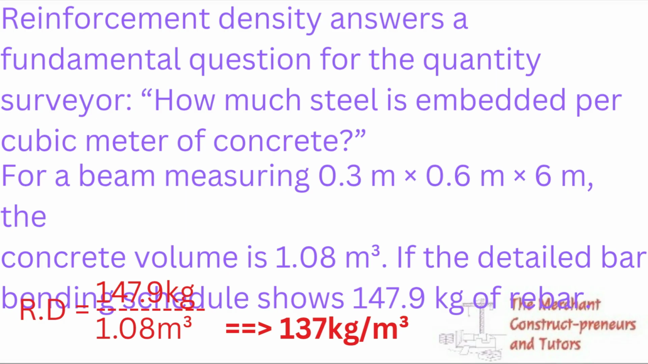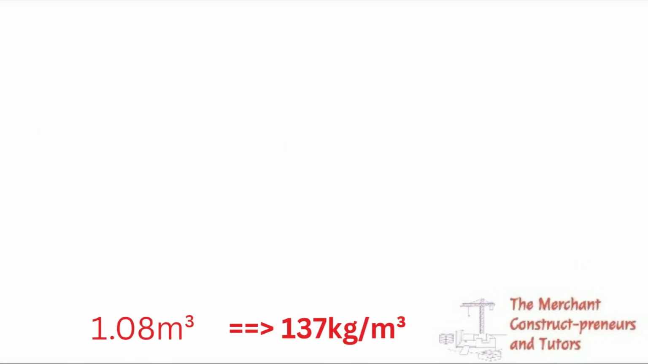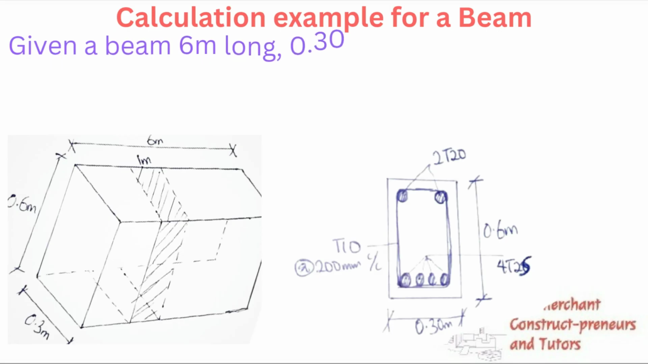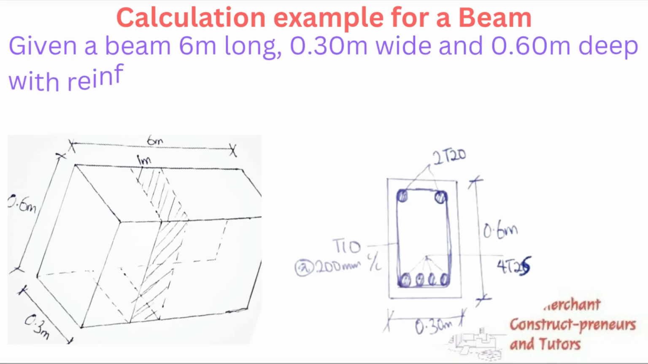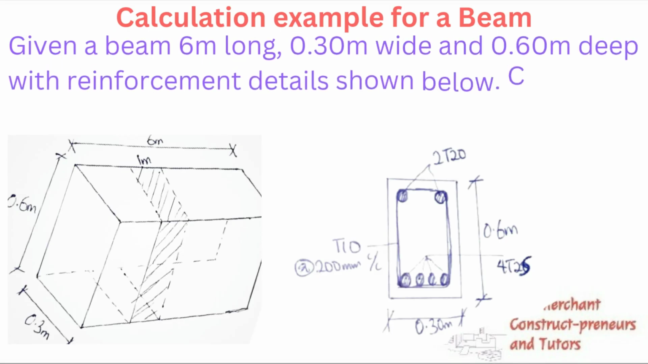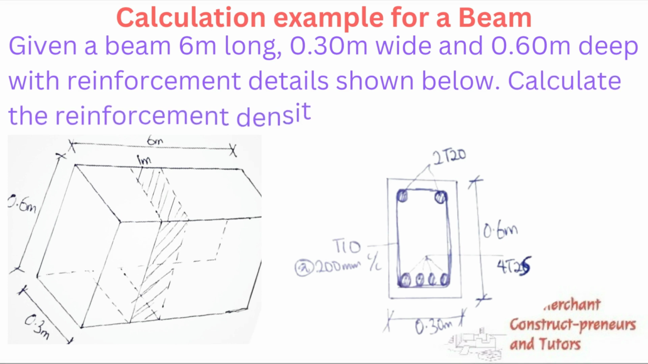So the quantity surveyor now wants to know the individual number of steel, and then he goes on with his own calculation. So this idea actually gives the structural engineer and the quantity surveyor an idea of what is embedded and how we should go about it. So I think the examples we are going to go through will explain further, right?